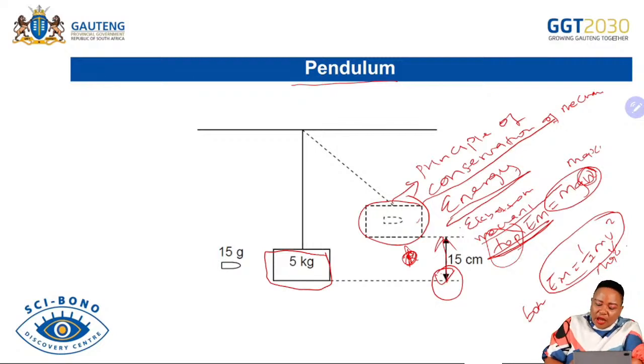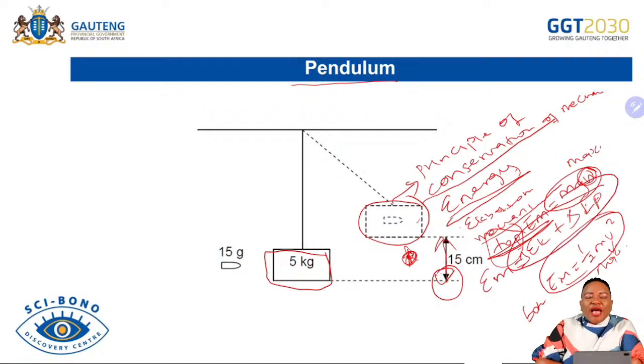But we know that the principle says EM is equal to EK plus EP. We normally say change in EK is equal to change in EP. This is the principle, because we are saying mechanical energy is conserved throughout the system. So when you are dealing with a pendulum, when you look at this, they can also ask you to calculate the gravitational potential energy.